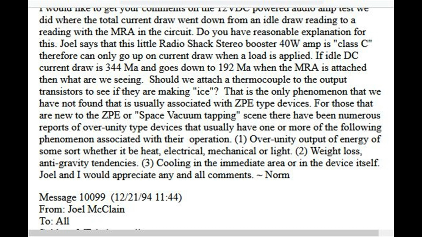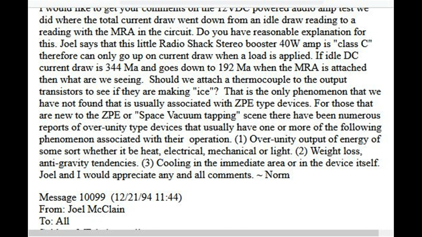For those that are new to the ZPE or space vacuum tapping scene, there have been numerous reports of over-unity type devices that usually have one or more of the following phenomena associated with their operation. 1. Over-unity output of energy of some sort, whether it be heat, electrical, mechanical or light. 2. Weight loss, anti-gravity tendencies. 3. Cooling in the immediate area or in the device itself. Joel and I would appreciate any and all comments. Norm.